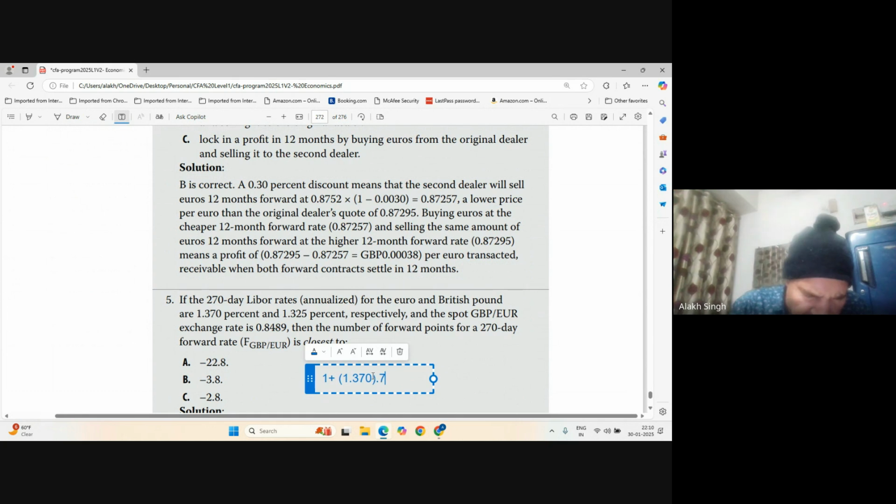Okay, this one is euro. And what is the British interest rate? 1.325. This divided by, within parenthesis, 1 plus 1.325 times 0.75. So how much does this come to?